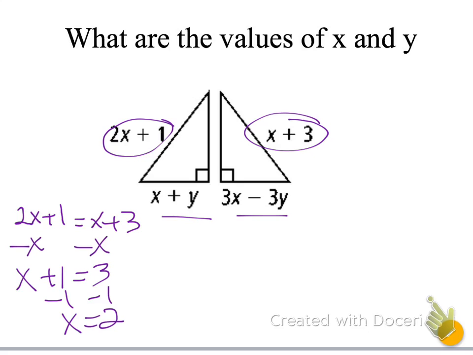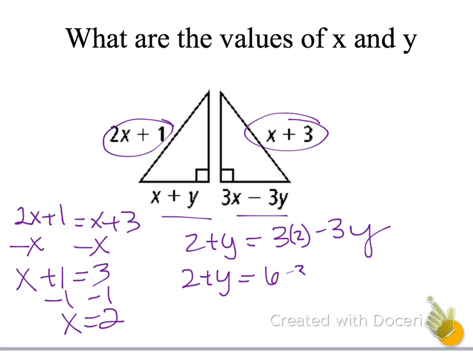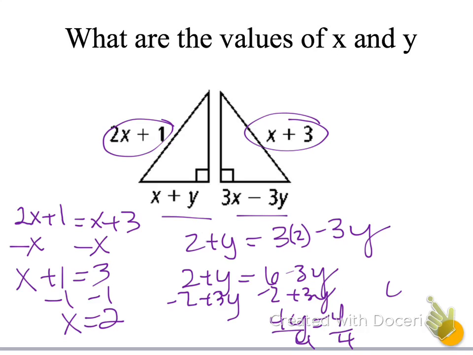So these two sides are equal to each other. So we can set those equal to each other. But I found what x is, so wherever I see an x, I'm going to replace it and put a 2. So now I have 2 plus y equals 6 minus 3y. Move some things around, so I'm going to get 4y equals 4, divide by 4. So y equals 1. Okay, I could have asked what the missing sides were, so just make sure you're looking to see what I'm asking for. But right now it only wants you to solve for x and y.